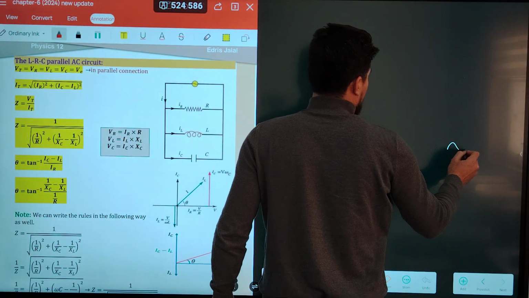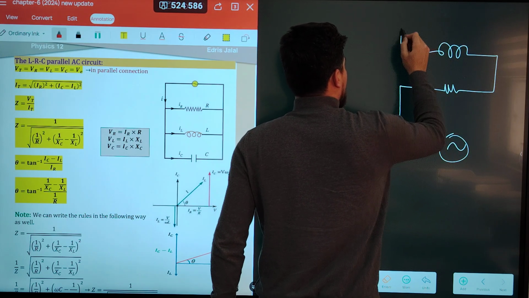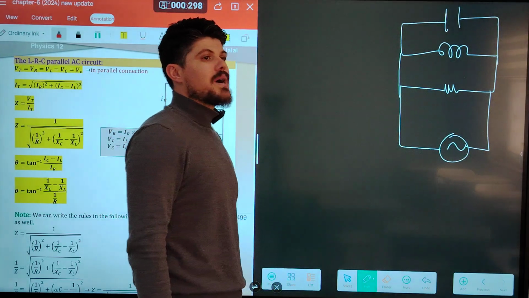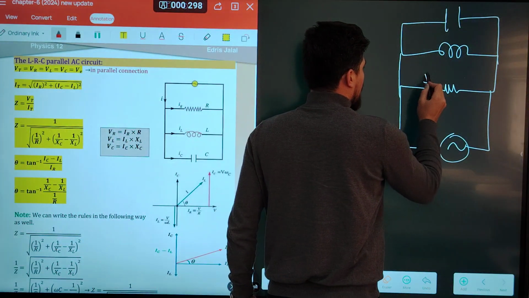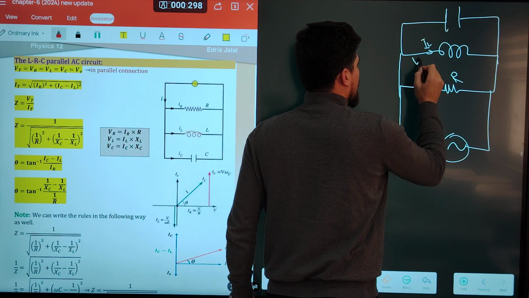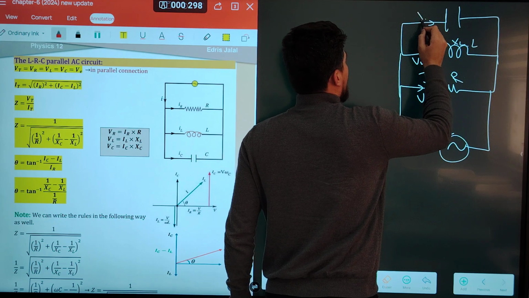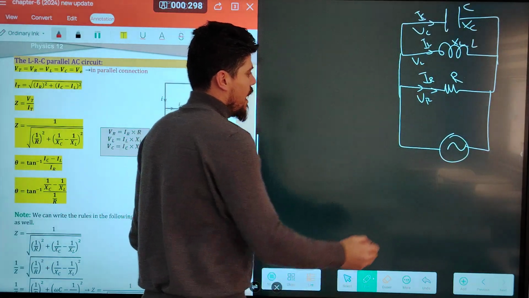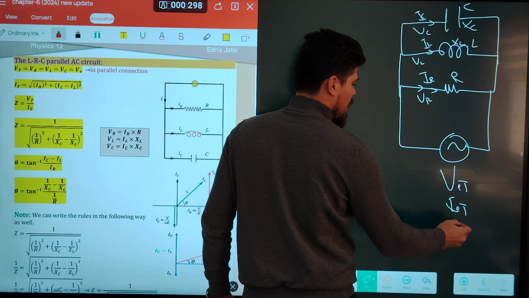Guys, in parallel connection, this is an AC source connected with resistance, inductance, and capacitance. So this type of circuit is a parallel connection. Okay, what is this? This is a parallel connection. We have IR, R, VR, IL, VL, XL, or L. We have IC, VC, C, or XC. Okay, and what is this? This is V total, or this is I total, and frequency.